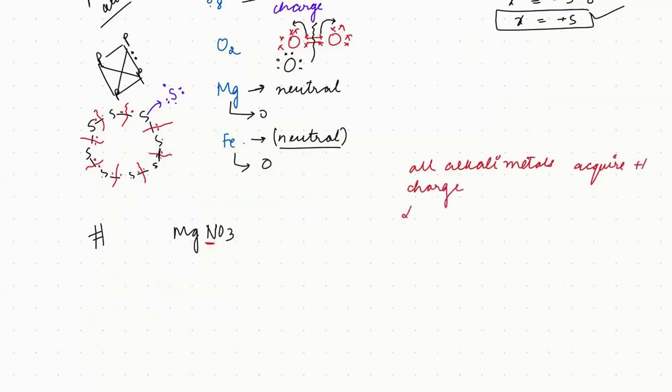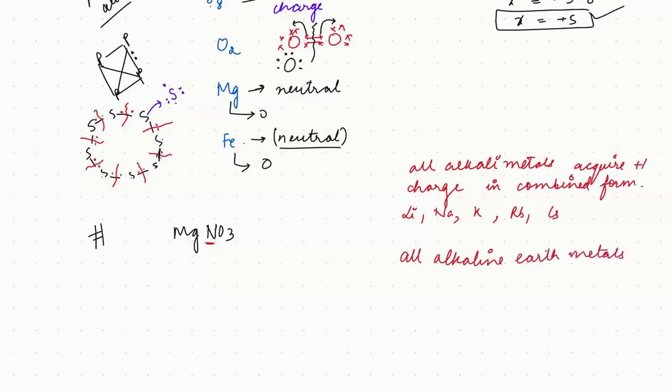What are the alkali metals? Lithium, sodium, potassium, cesium. And alkaline earth metals: magnesium, calcium, strontium, barium, radium. So two rules I have to tell you. All alkali metals in the combined form acquire +1 charge, and all alkaline earth metals in the combined form shall always acquire a +2 charge. Did you understand?